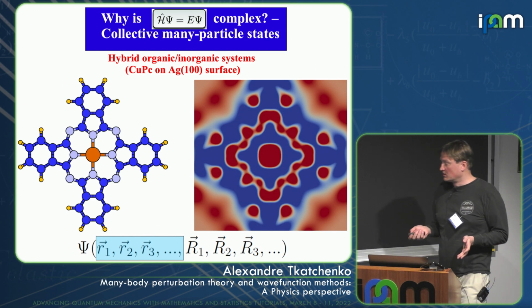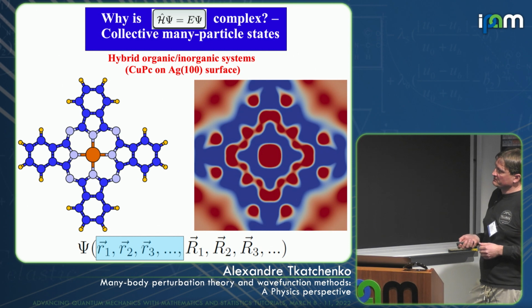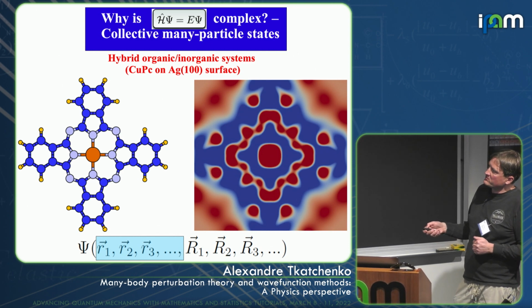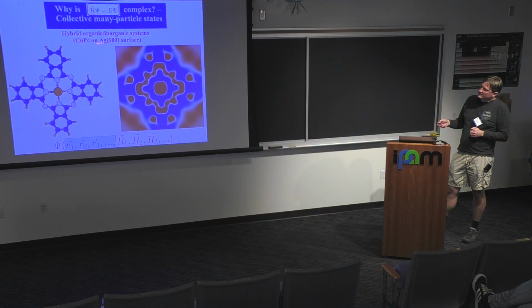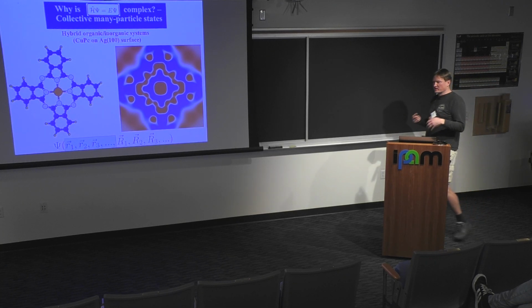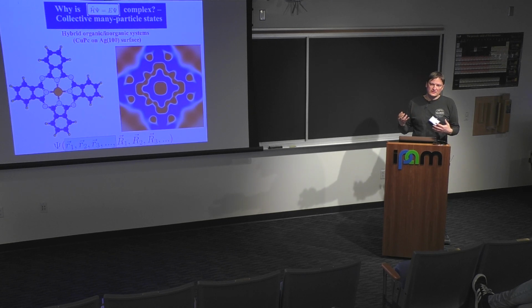If you go to even more interesting systems, which I actually used for, for example, photoelectronic applications, this is a so-called hybrid organic and inorganic system. It's a molecule called copper phthalocyanine adsorbed on a silver 100 surface. And here again, I'm plotting an isosurface of the electron density displacement induced by the interaction of the molecule with the surface. Once again, you see quite a complicated pattern that includes depletion and accumulation of the electron density in different regions.